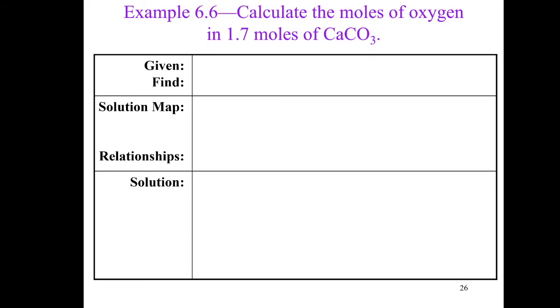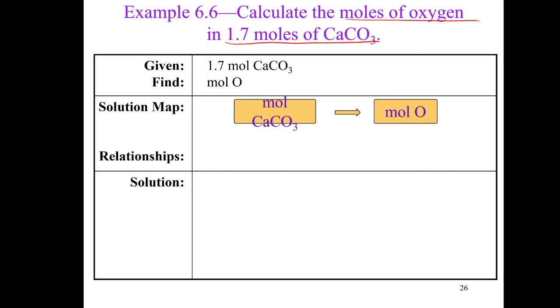So here we're going to do another little example. Calculate the moles of oxygen in 1.7 moles of calcium carbonate. So we look for our number, find our given. We got 1.7 moles of calcium carbonate. We're looking for moles of oxygen. So we're going from moles of calcium carbonate to moles of oxygen. For every 1 mole of calcium carbonate, there are 3 moles of oxygen.